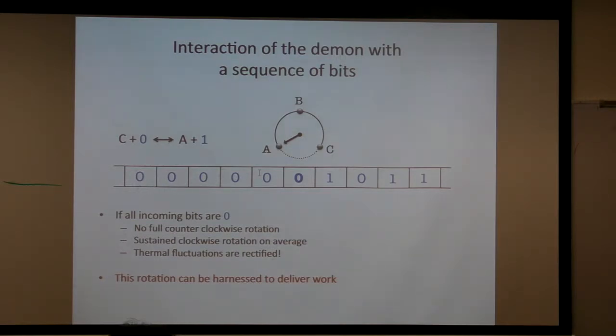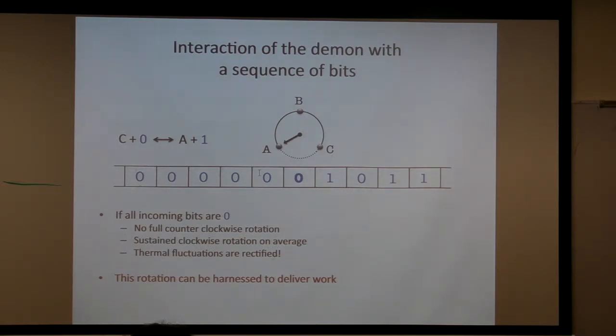So what we do, we bring one bit close to the demon, it interacts with the bit for a while, and then we get rid of this old bit and replace it by a new bit. Now, if all the incoming bits are 0, then for each of them, there's a stochastic possibility that the demon will make one complete clockwise rotation. So if there are many, many of them coming one by one, it can make, at least stochastically likely, continuous clockwise rotation, right?